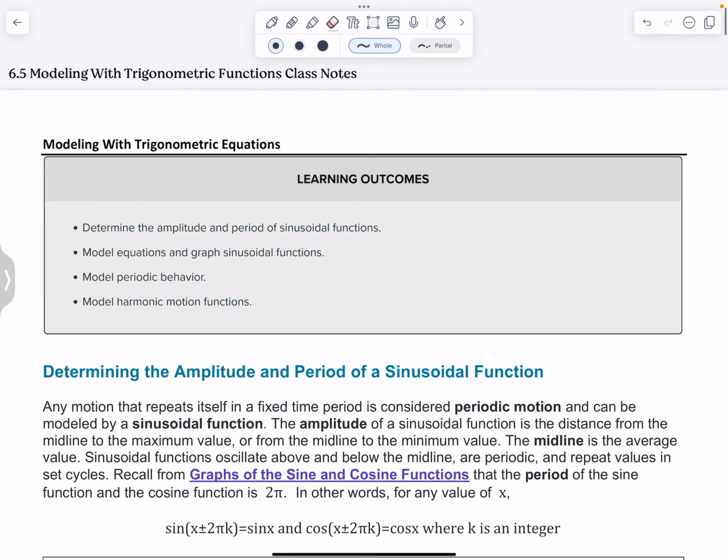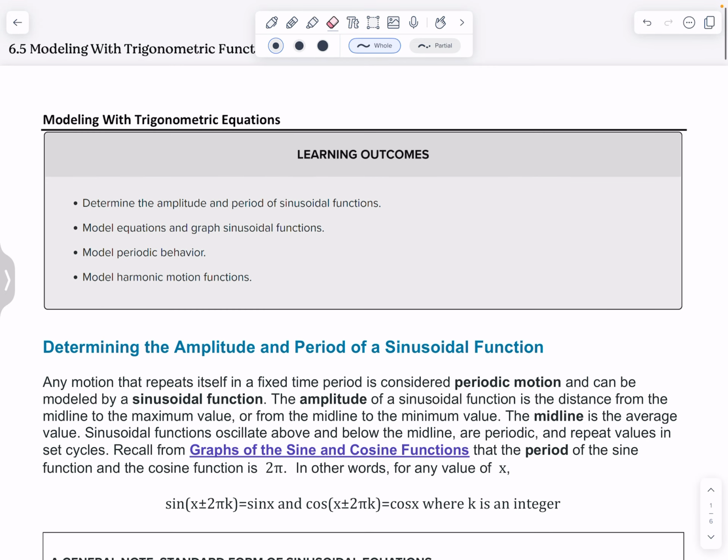This video will begin our discussion of section 6.5. This is just modeling with trig functions. They're going to give us a couple new names for our sine and cosine and tangent, all our trig functions. We're going to talk about periodic motion here.